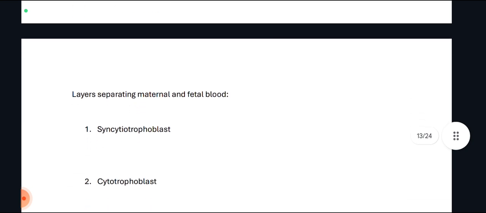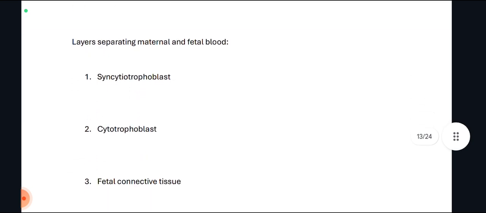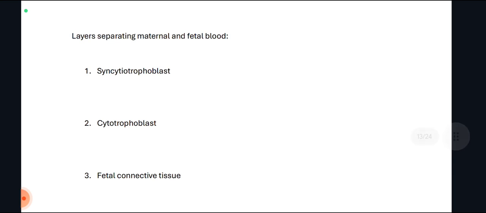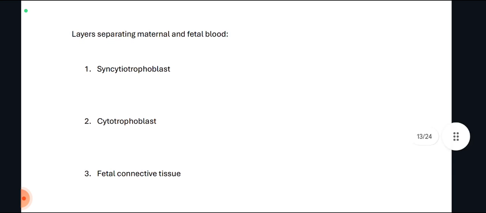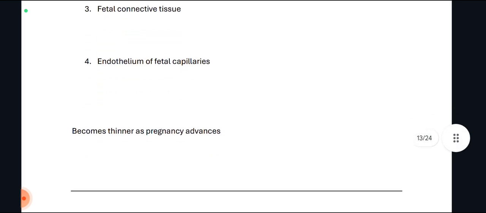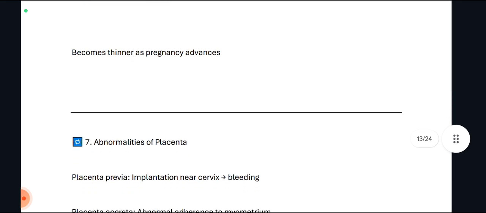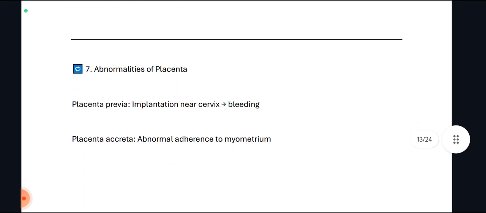Now the placental barrier or the membrane. So what are the structures that separate the maternal and fetal blood? There are cytotrophoblast, syncytiotrophoblast, fetal connective tissue and endothelium of the fetal capillaries. So all these form the barrier between maternal and fetal blood. They become thinner as the pregnancy advances.